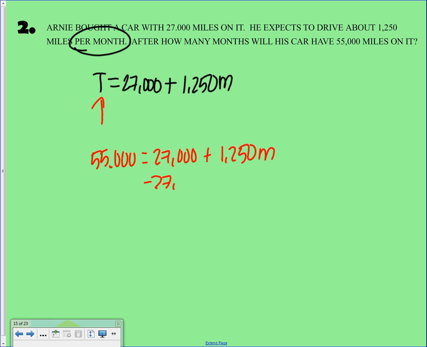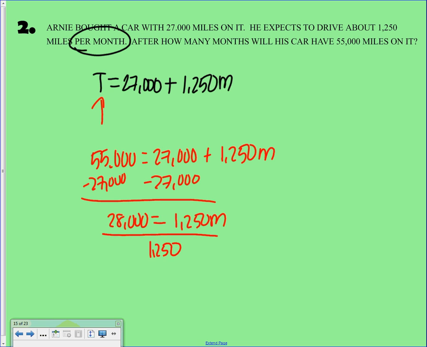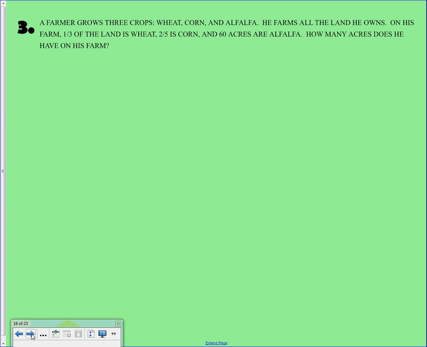I'll subtract 27,000 from each side. That'll leave me with 28,000 miles equals 1,250 m. Divide each side by 1,250, and my m should be about 22.4 months. When we're dealing in story problems, you really need to label your answers so that I know you know what your number represents in terms of that story problem.